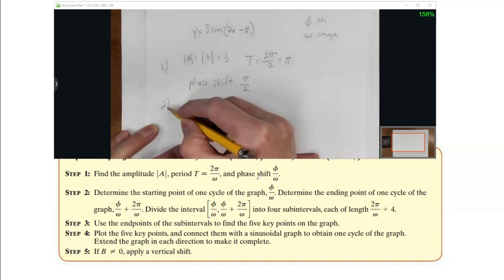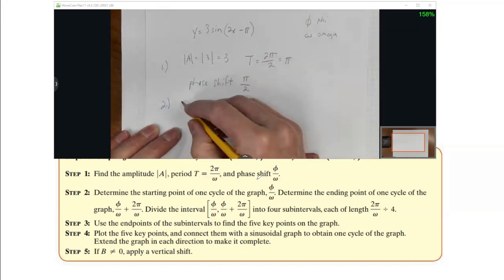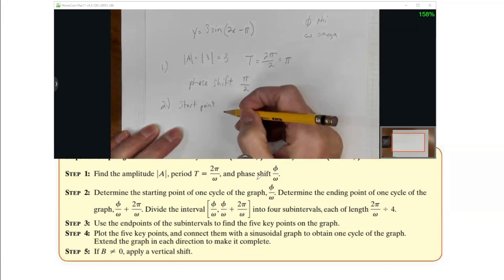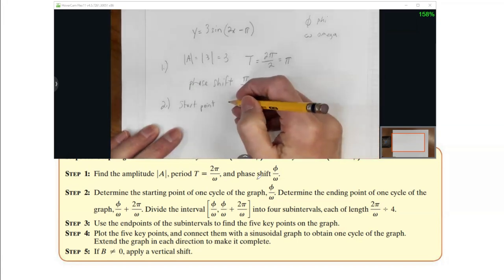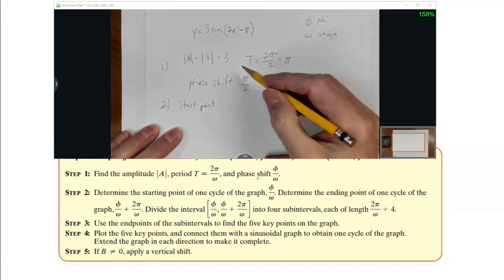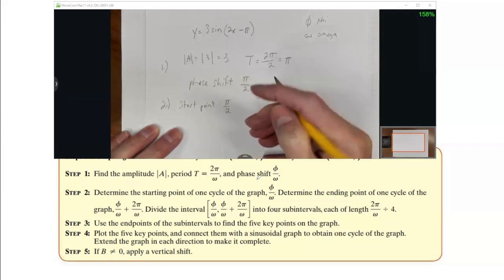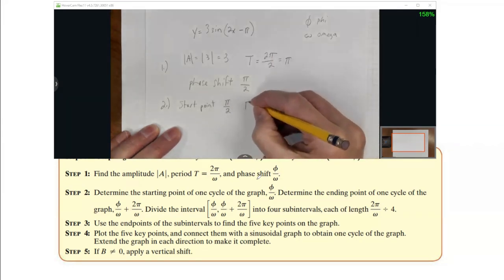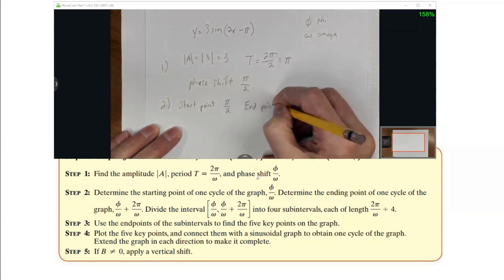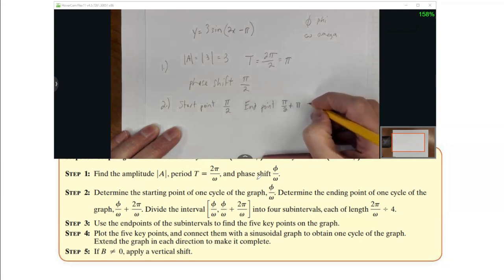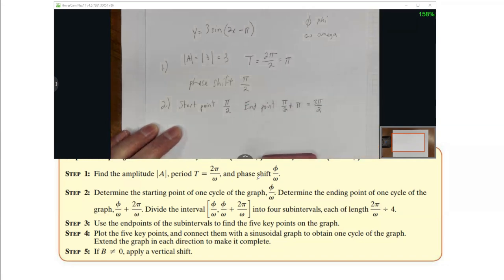So for step 2, we need to have the start point. And that's just going to be the phase shift, because that's the phi over omega. So instead of starting at 0, we'll start at pi over 2. That's where everything's going to begin. And the end point is going to be pi over 2, where we begin, plus the period of pi. So this is all going to wrap up at 3 pi over 2 to get through one cycle. It starts at pi over 2, ends at 3 pi over 2.